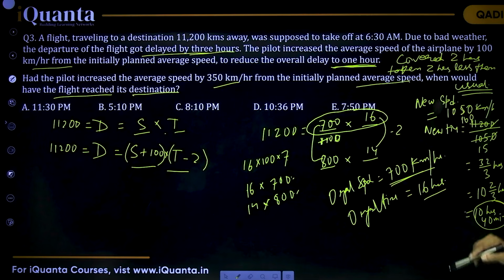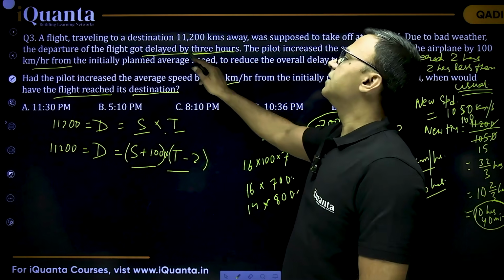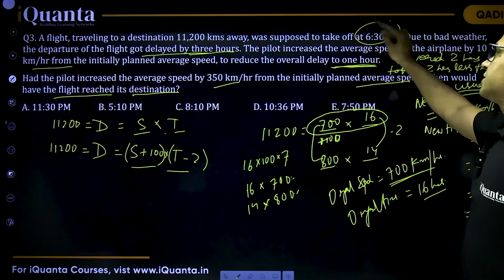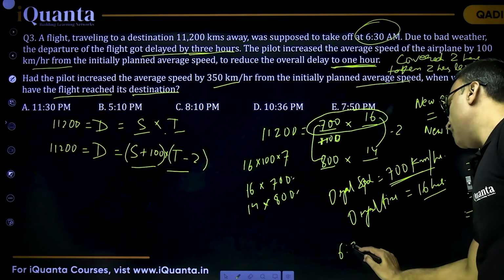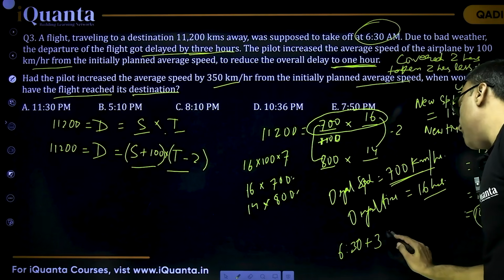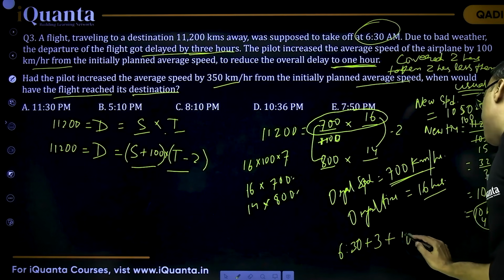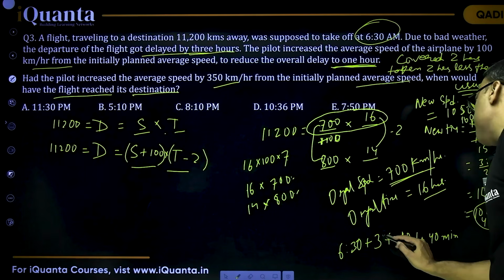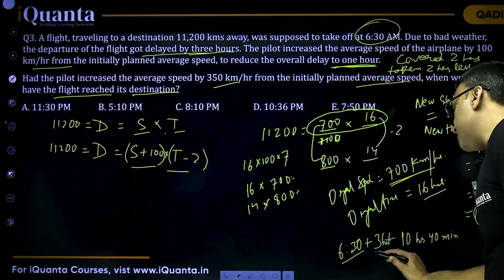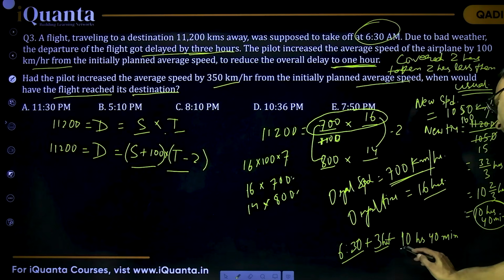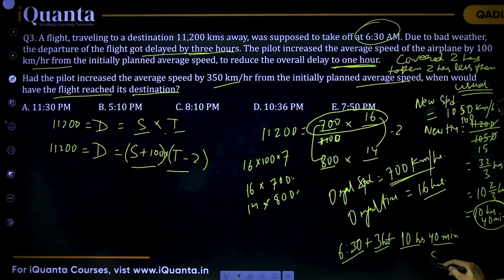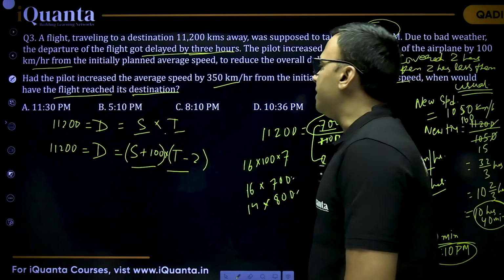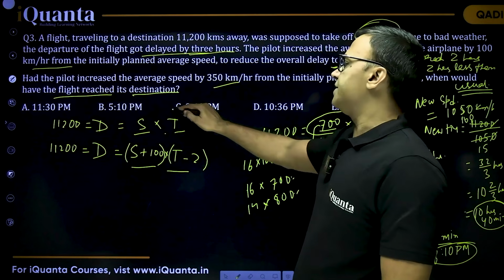Now here, one mistake that again people make is that they forget that the flight was 3 hours delayed. So it was supposed to start at 6:30. From there it was 3 hours late. From there it is taking 10 hours and 40 minutes. So 6:30 plus 3 hours is 9:30, plus 10 hours is 7:30, plus 40 minutes is 8:10 p.m. So the arrival time will be 8:10 p.m. Option C is the correct answer.